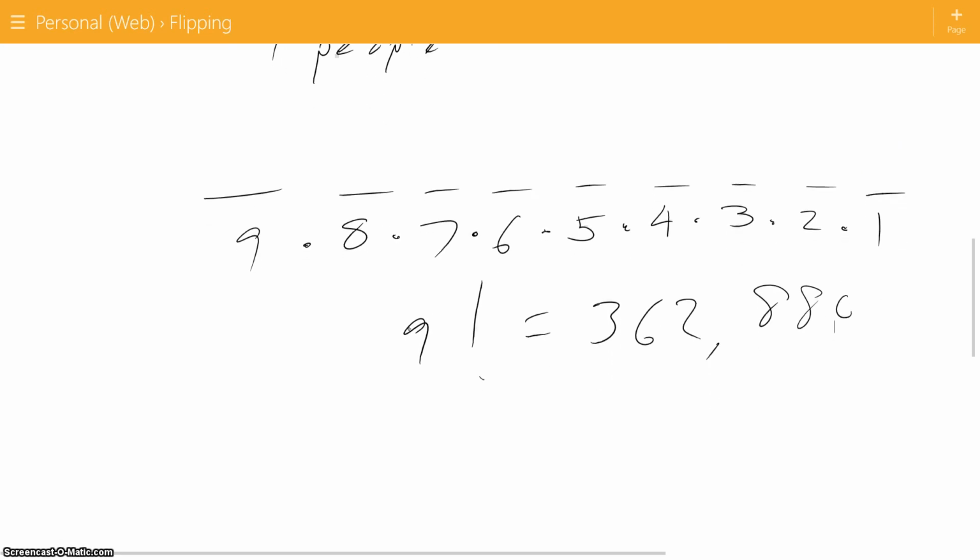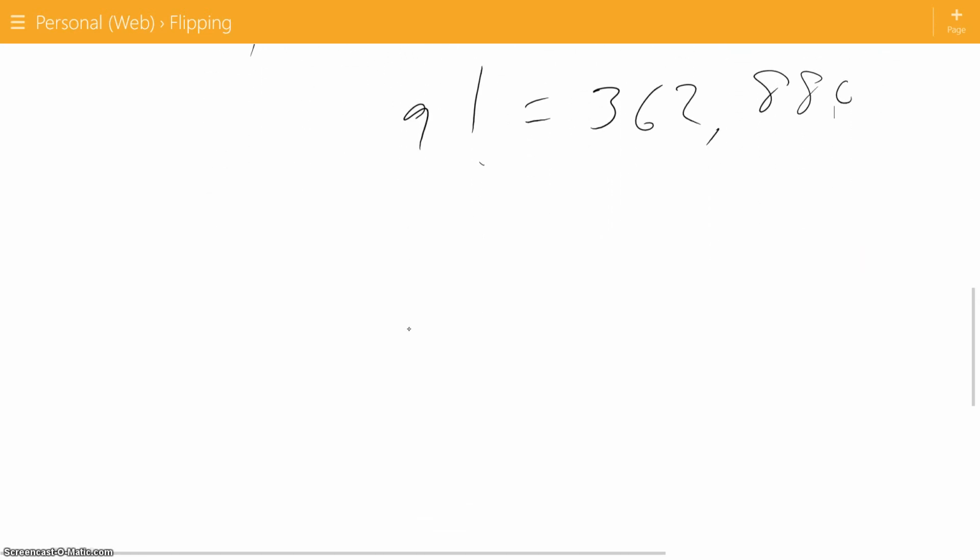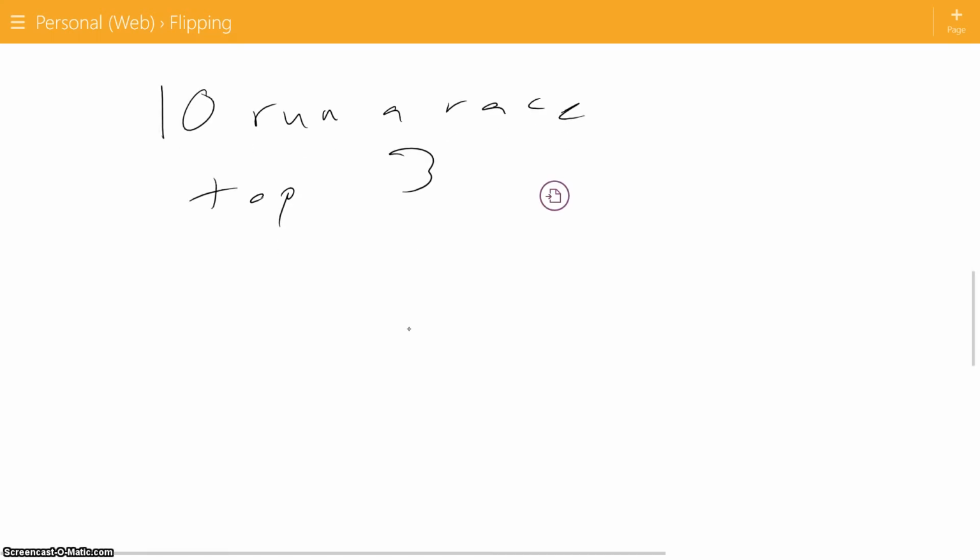Everything is different. But let's say that you don't want to necessarily order all of them. Let's say you only want to do a few. So let's say you've got 10 people that run a race, and you are only concerned with the top 3. Now there's 2 ways you can look at this. You can look at this in terms of kind of what we did just above, which is you've got 3 spots. How many people could go into that first spot? How many people could potentially win the race?